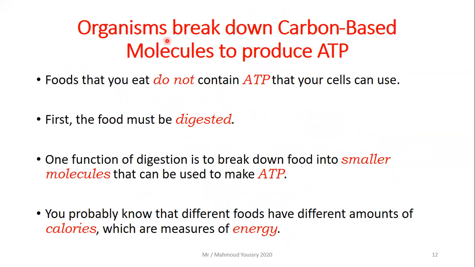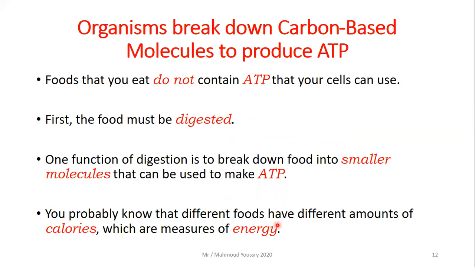Okay, organisms break down carbon-based molecules to produce ATP. The foods that you eat do not contain ATP that your cells can use directly. First, the food must be digested, the food must be broken down. One function of digestion is to break down food into smaller molecules that can be used to make ATP.